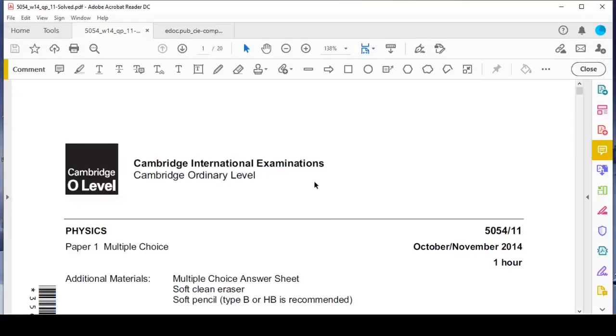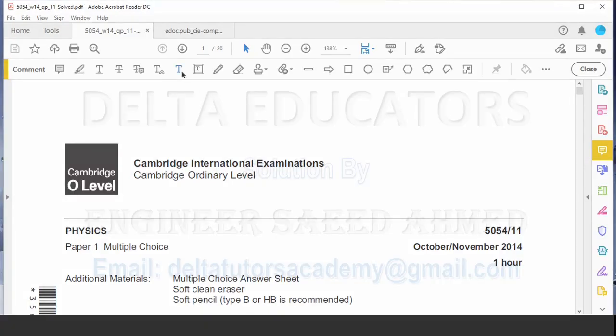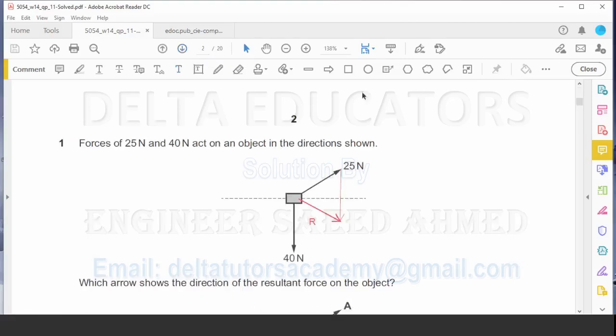Now we are going to solve O-Level Physics 5054, Paper 1, Variant 1, October November 14. Today we will solve question 1 to question number 20. Question 1. Forces of 25 Newton and 40 Newton act on an object in the direction shown. Which arrow shows the direction of the resultant force on the object?